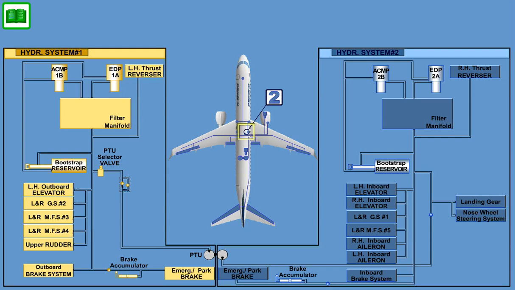System 2, located in the right center fuselage bay, powers the left and right inboard aileron PCUs. Left and right inboard elevator PCUs. Multifunction spoiler pair 5. Ground spoiler pair 1. Landing gear. Nose wheel steering. Inboard brakes. Emergency parking brake. Right thrust reverser.